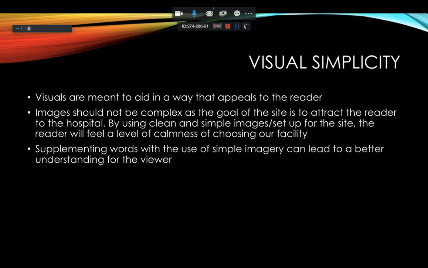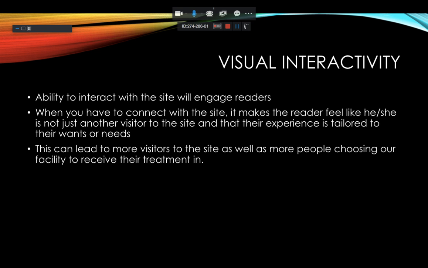Using pictures of our facilities, keeping them as simple as possible, to get the reader to see exactly what we are about. That is the quickest way to do it, by looking at a picture. They can then read all about all of our wonderful amenities and things of that nature, but we want them to first see exactly what we're about. So using simple photos and not complex will be key. Supplementing words with the use of simple imagery can lead to a better understanding for the viewer and hopefully get them to choose our facilities.